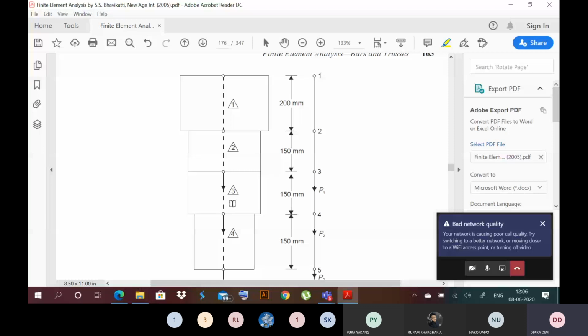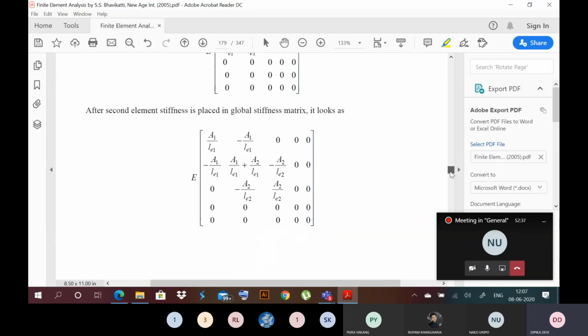After assembling the force vector due to body force and surface traction, you can directly incorporate the point load. At node 3 we have P1, at node 4 we have P2, and at node 5 we have P3. So you can directly add them at nodes 3, 4 and 5. That will give you the consistent load vector due to surface traction, body force and point load. And that will be your global force vector.